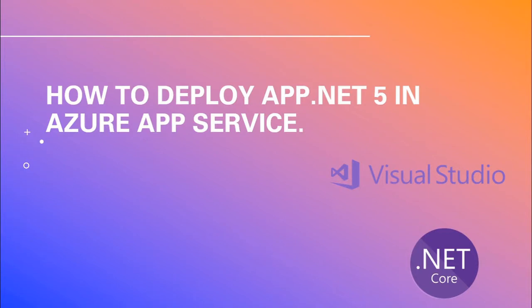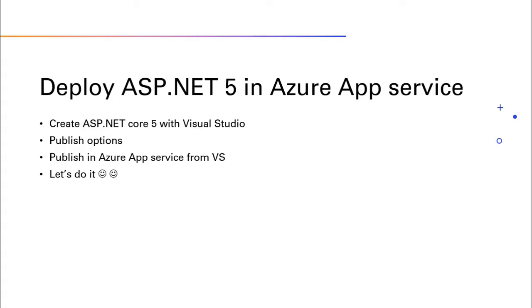Now, how to deploy a solution in ASP.NET 5 using Azure App Service. Here I'll create an ASP.NET Core 5 project with Visual Studio 2019, and we'll see the publish option, then publish this to Azure App Service from Visual Studio. So let's do it.